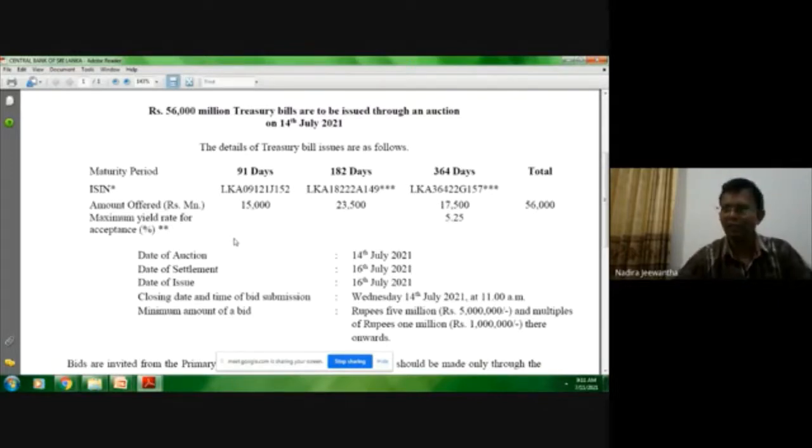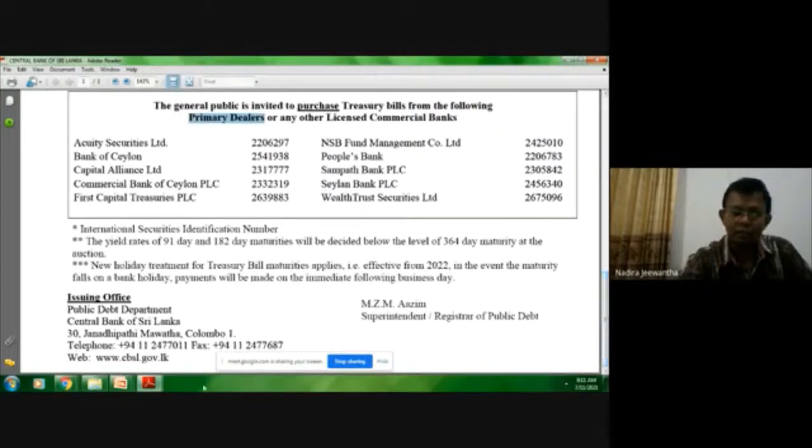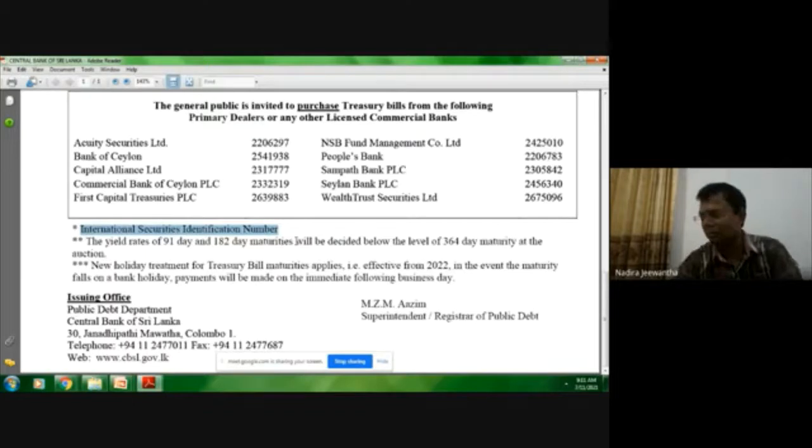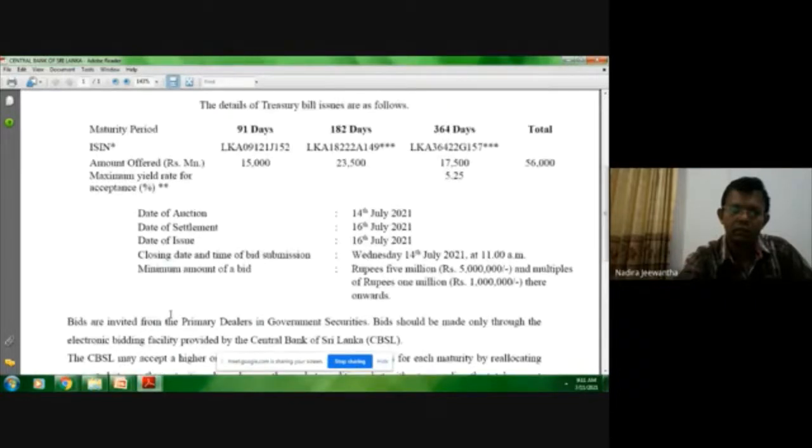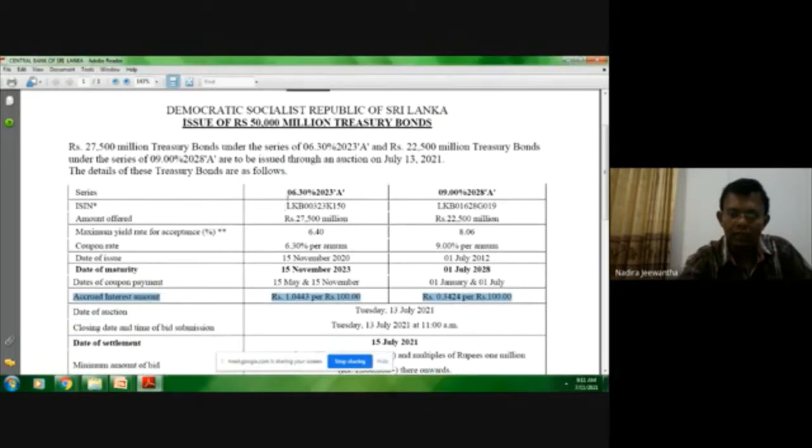Now the maturity periods are 91, 182, 364 days. The ISIN number has not been tested so far by the examiner. ISIN number means International Securities Identification Number. I will be giving a small note on this. Now see, LKA: this is treasury bill. Now see what comes as treasury bond: LKB.